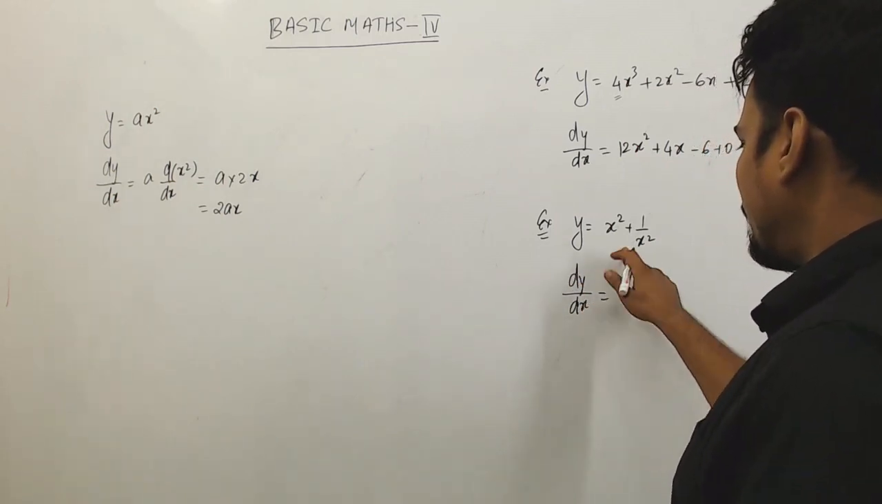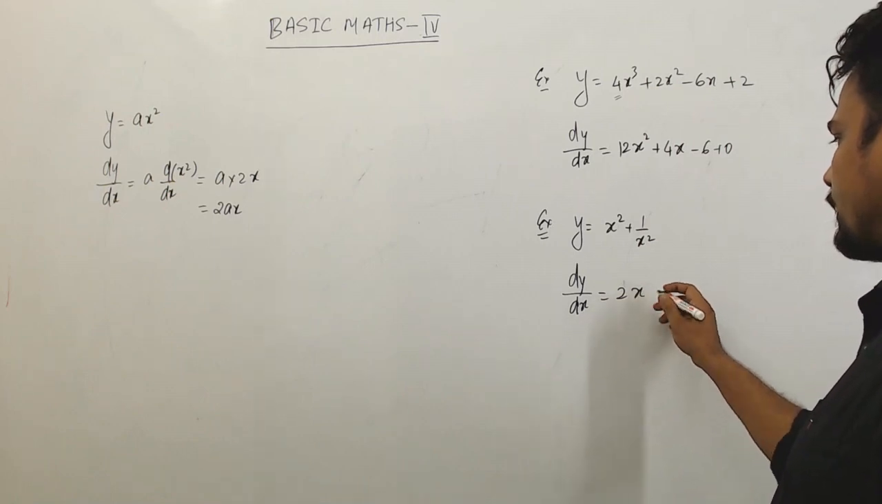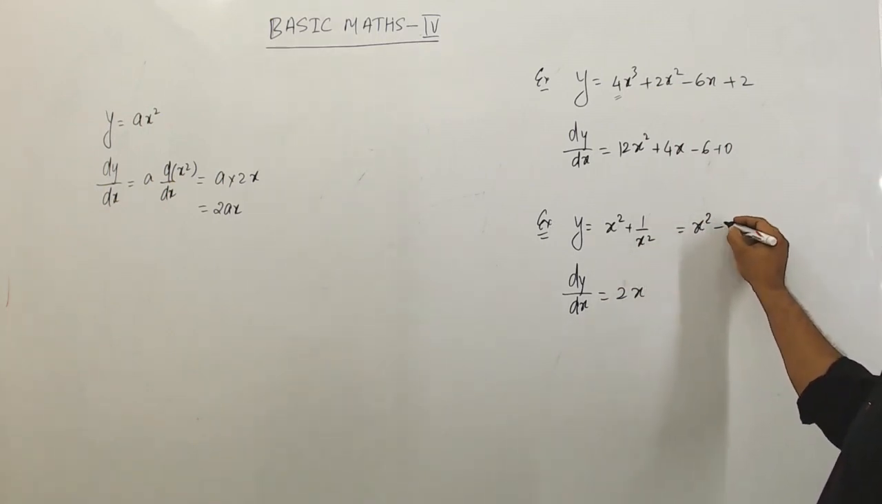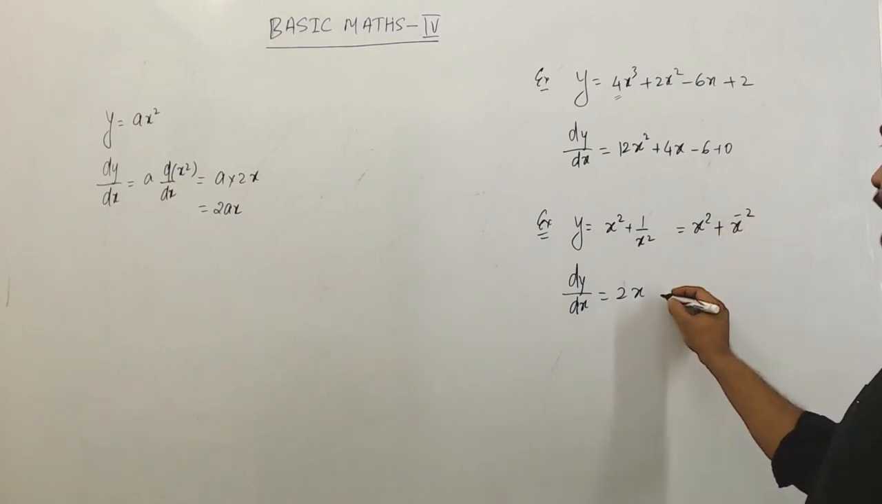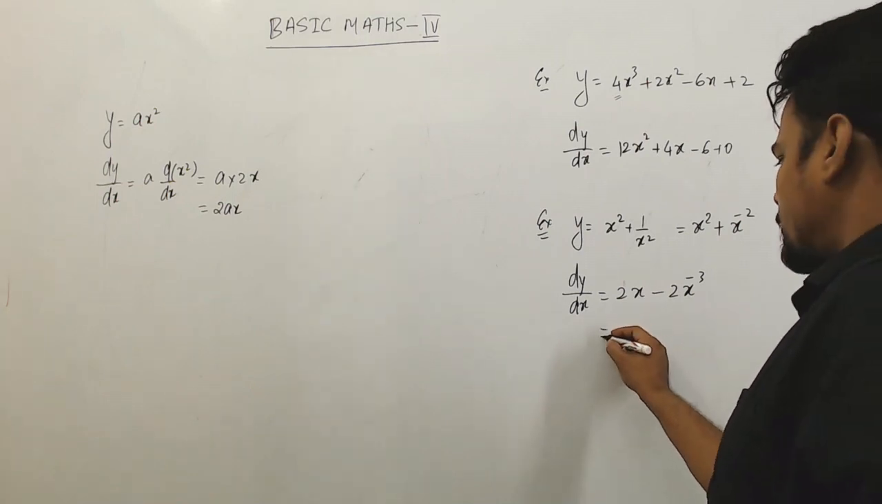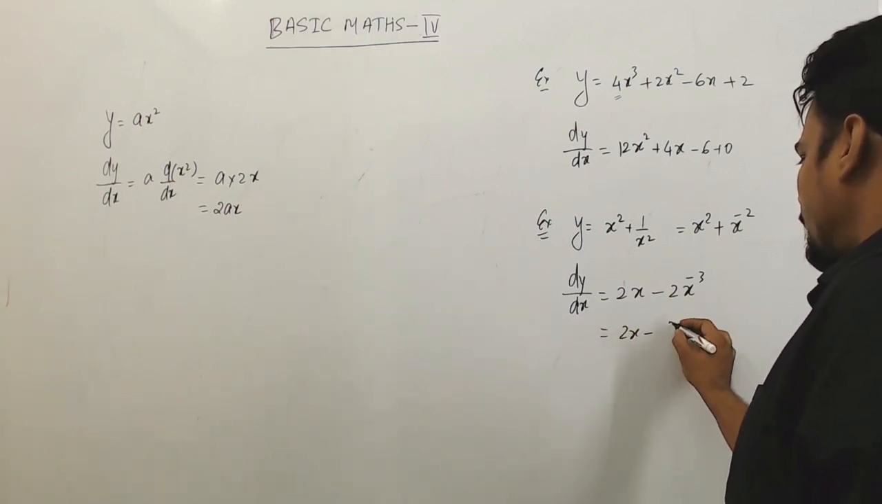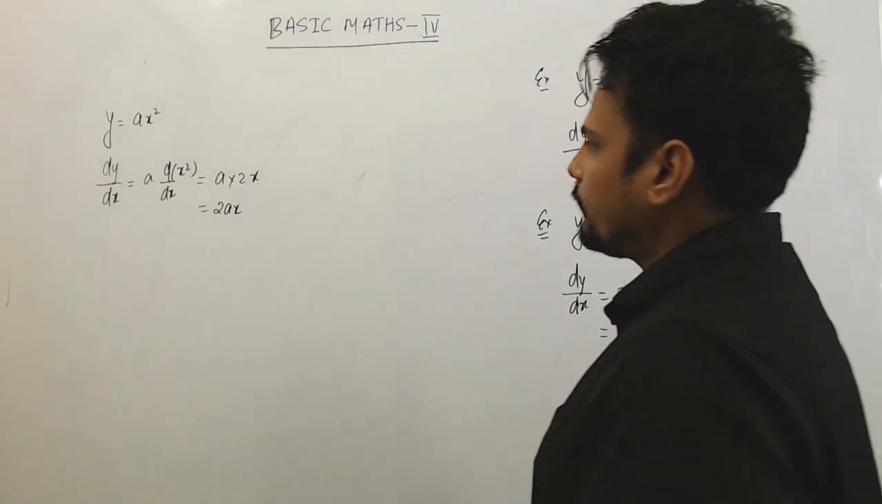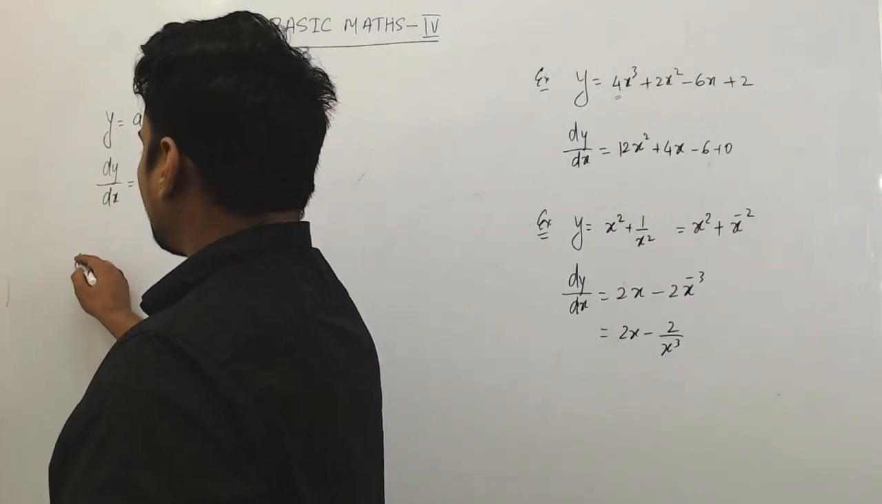Here I'm going to have this separately as 2x. Now this one you could write as what? x squared plus x to the power of minus 2, and in that case that is going to be minus 2 times x to the power of minus 3, which you can write in terms of a fraction as 2 upon x cube. Not a big deal. All good? Now let's have one more example.